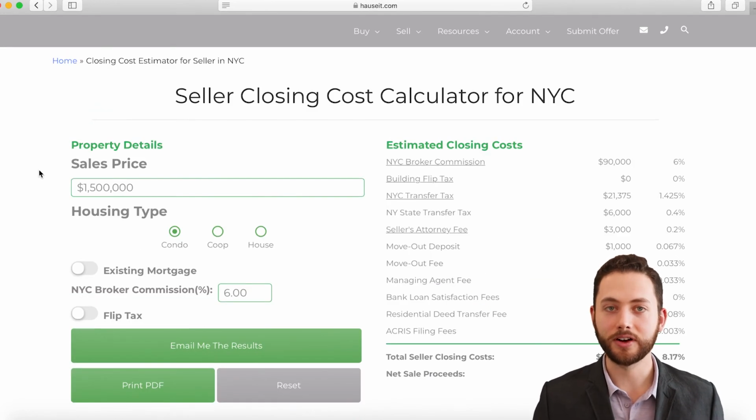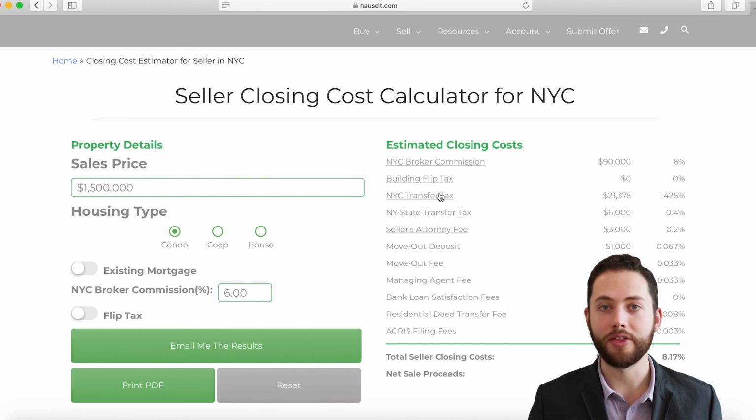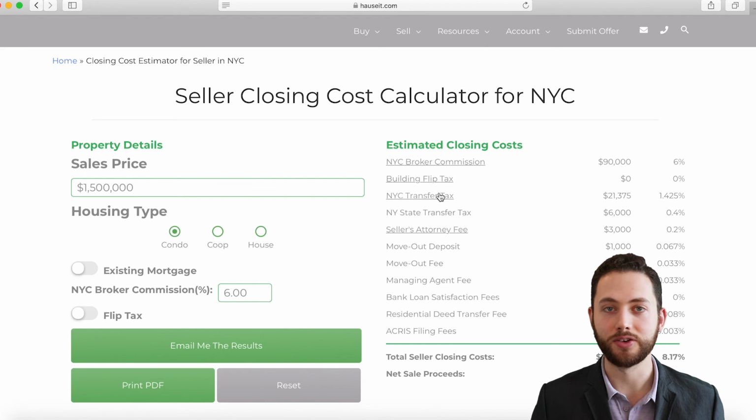We also have the seller closing cost calculator, which gives you a nice snapshot into what you might be paying as a seller here in New York City. For example, you can customize broker commission amounts. Hopefully you negotiate those down. You can save up to 6% through a service such as Hauseit's assisted FSBO listing platform. And of course, you have other closing costs as well. You have potential flip tax, you have transfer tax, attorney fees, and the like. So please keep these in mind as you navigate the rather complex industry, which is the New York City real estate marketplace.